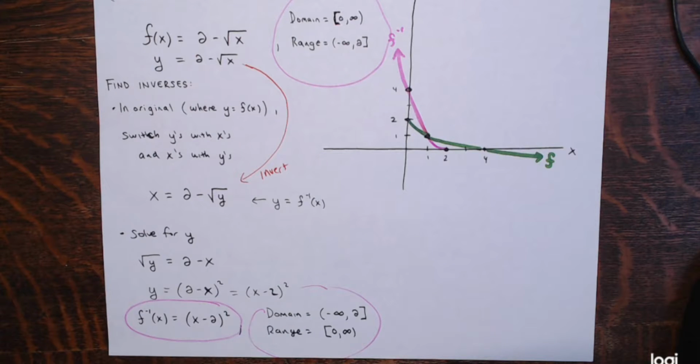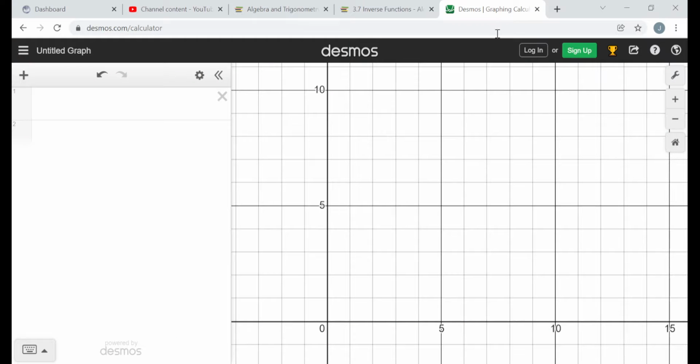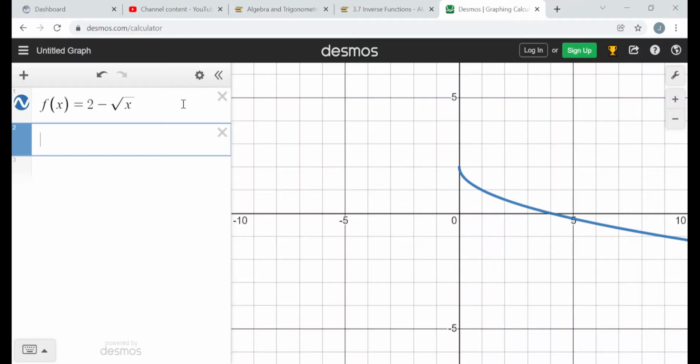Again, let me show you a better picture on the Desmos site. Go to desmos.com. It's a free online graphing calculator. I'm going to put in the function they gave us, f of x equals 2 minus the square root of x. And I'll put in, y equals f inverse of x.